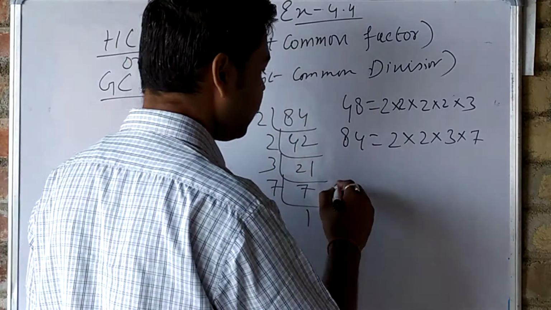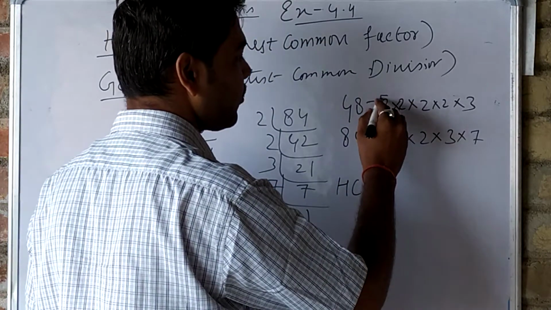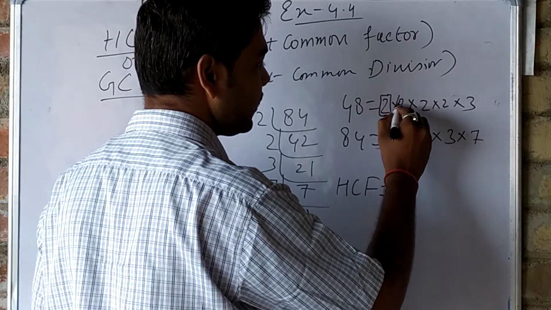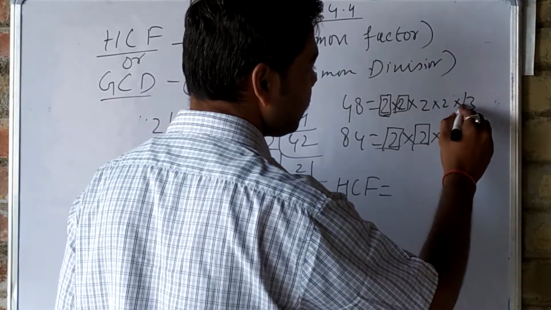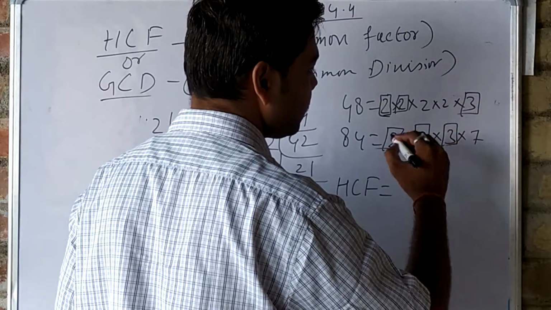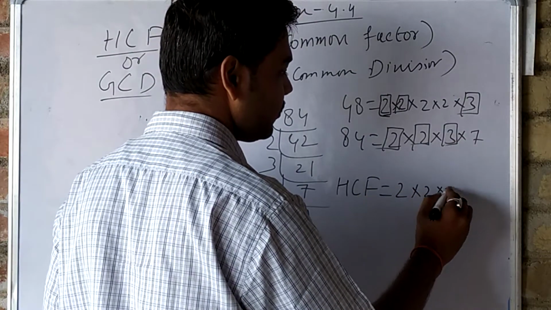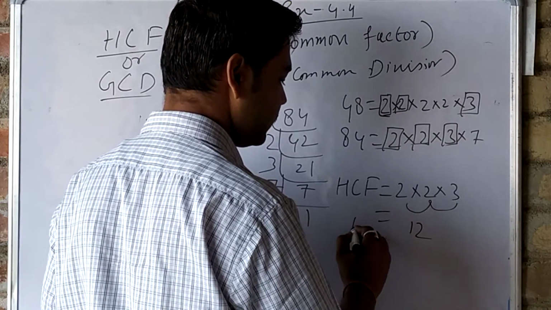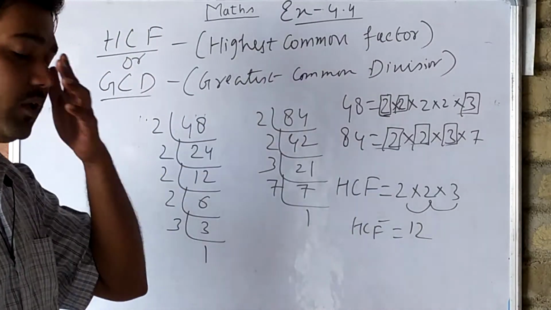Now what do we have to do? We have to find the HCF. So what is HCF? The common values. That is 2, 2. Again we have 2 and 2. Now we will have 3. Understand? So we will write 2 into 2 into 3. 3 2s are 6, 6 2s are 12. So HCF will be 12. Understand?